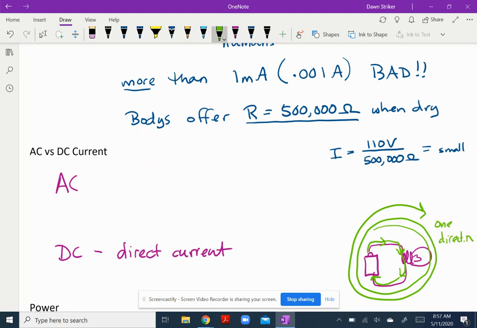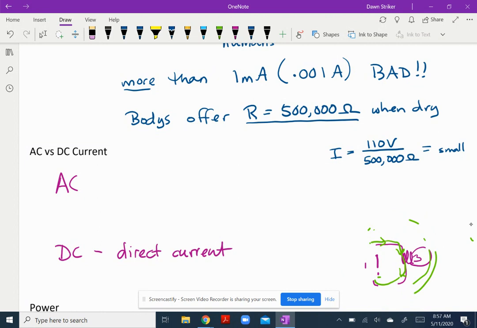Direct current. Alternating current does something different. Alternating current doesn't act that way. So AC means alternating current, and power that's generated by the power plant is alternating current.